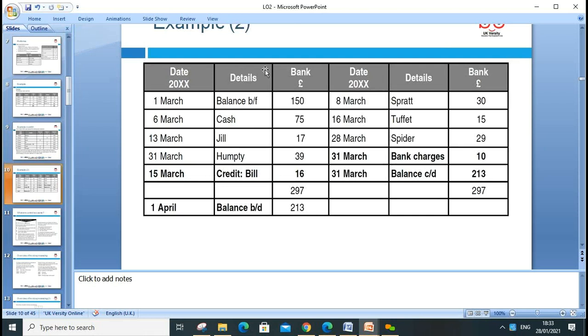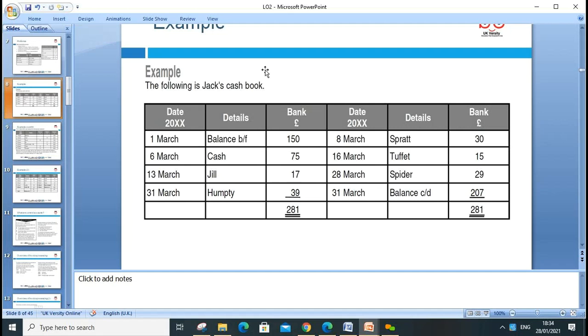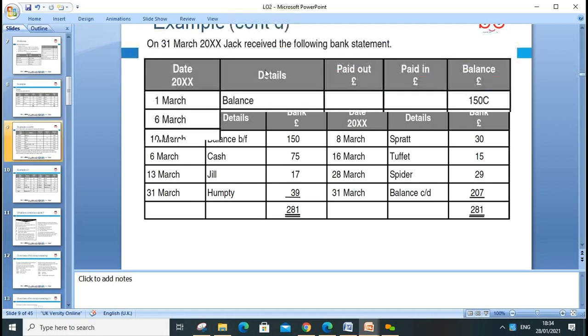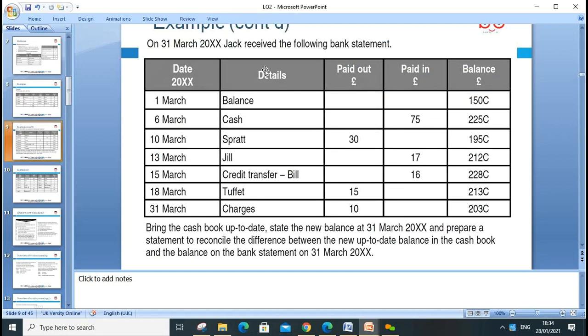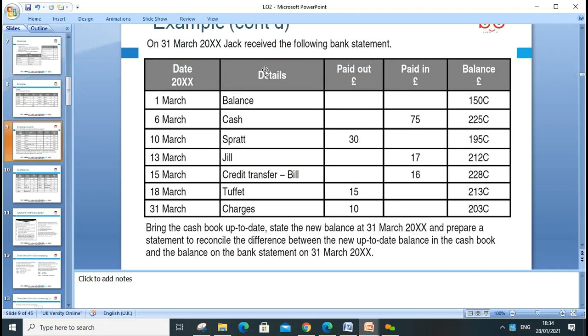Then I look at the payment side, 30 pound. I made the payment from the bank. If I look in the bank, 30 pound has been paid out from the bank. Then I look at 15 pound in the bank statement. Yes, 15 pound paid out. Then 29 pound I paid to Spider. In the bank statement, yes, it has been paid off.